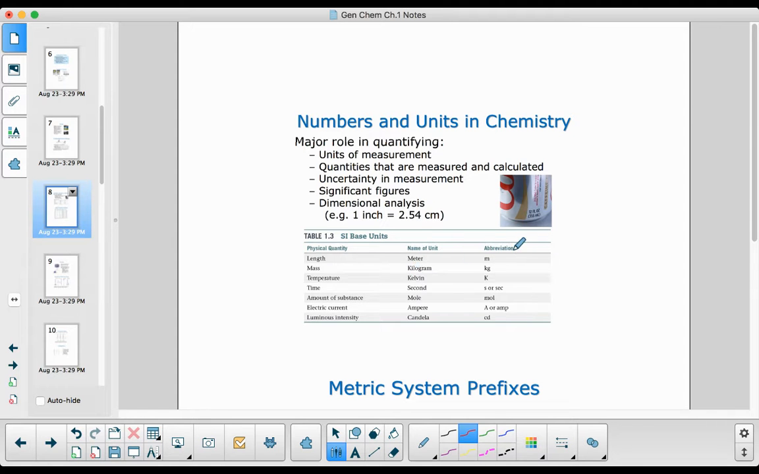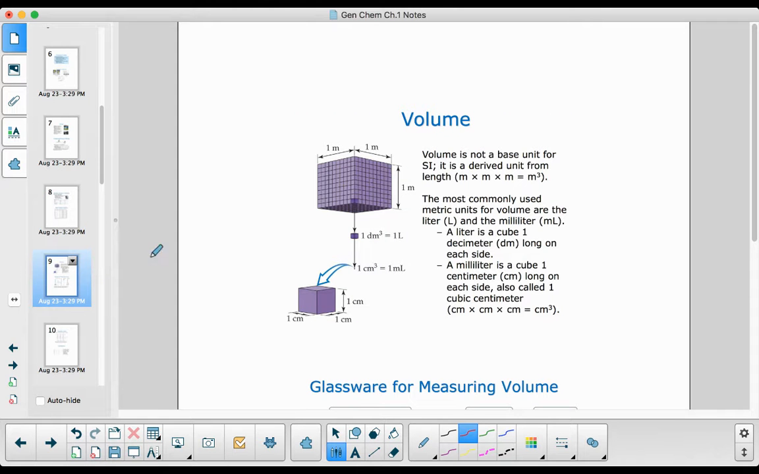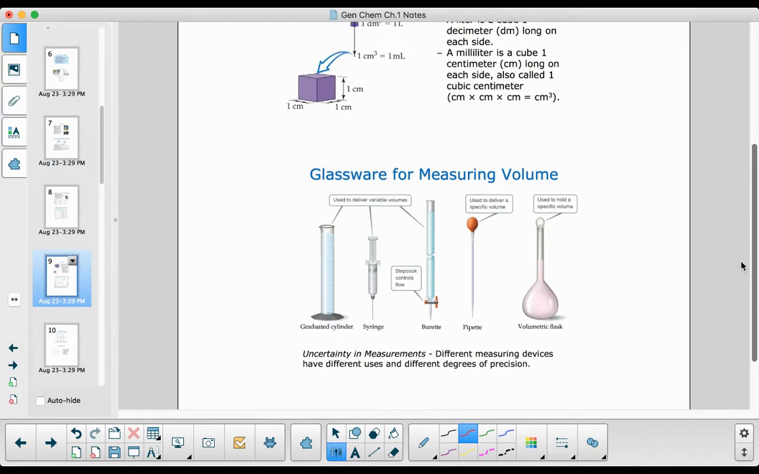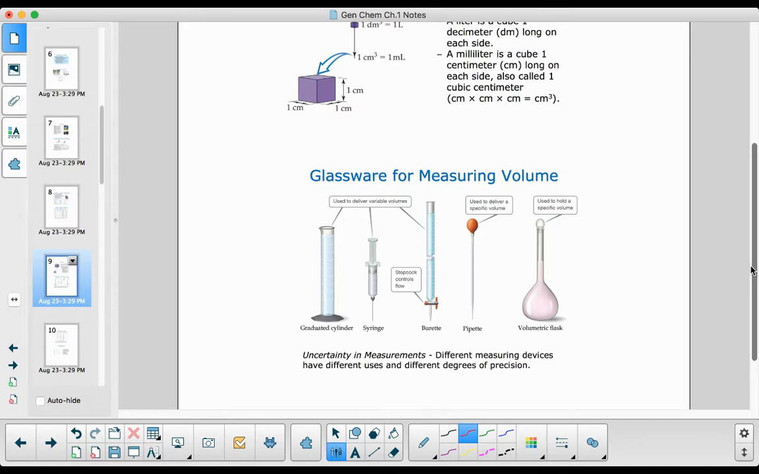So then we're going to talk a little bit about the metric system, which again is just really the system of measurement that's used in science. It's a universal system. And the measurement of volume, and then the different glassware that's used to measure volume. And we typically talk about, what is the most accurate method. It really depends upon the finest graduation in the measuring instrument, which will help determine the most accurate tool for measuring liquids.